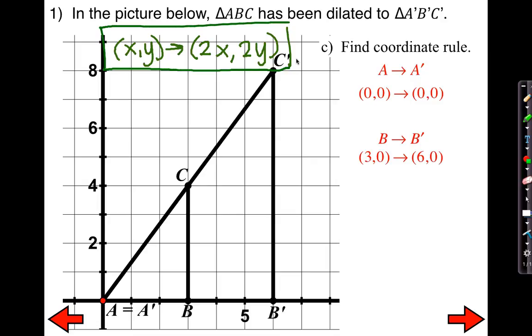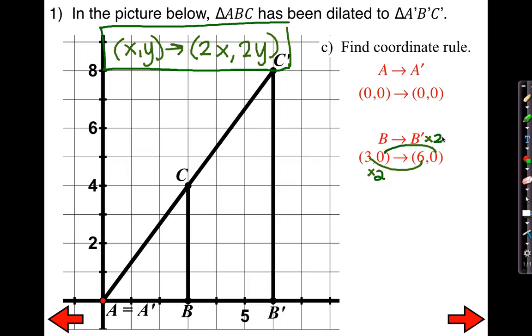Well, B started with (3, 0), and B prime was (6, 0). What's happening to 3 to give you 6? Well, you have to multiply by 2. What is happening to 0 to give you 0? Well, anything can be multiplied to give you 0. So that's not much help. But so far, again, we do understand that whatever happened to x has to happen to y, so there's a good chance it was multiplied by 2.